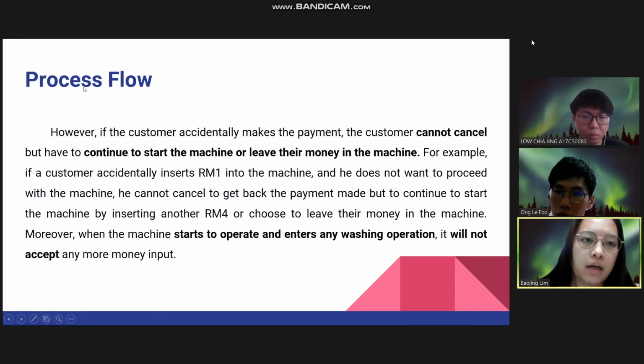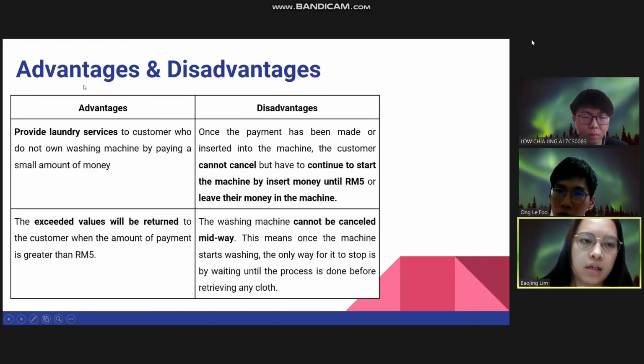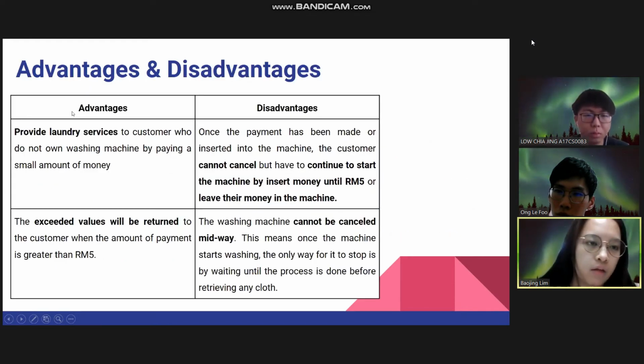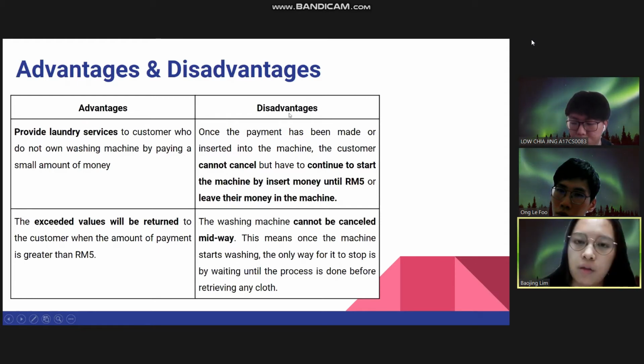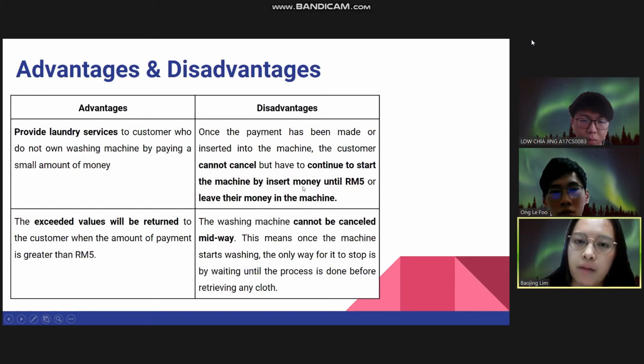So about the advantage and disadvantage of the system, the advantage includes providing laundry service to customers who do not own a washing machine by paying a small amount of money. And the exceeded value will be returned to the customer when the amount of payment is greater than 5 ringgit. About the disadvantage, once the payment has been made or inserted into the machine, the customer cannot cancel but has to continue to start the machine by inserting money until 5 ringgit, or leave their money in the machine. The washing machine cannot be cancelled midway.